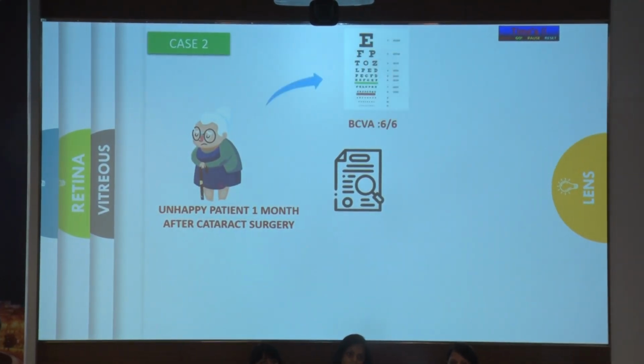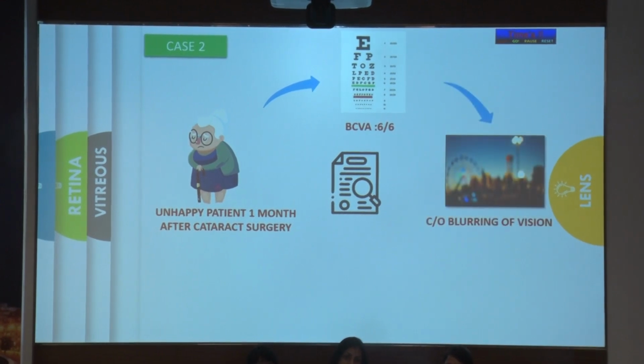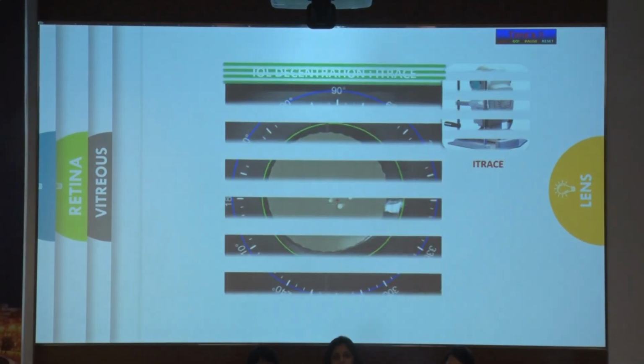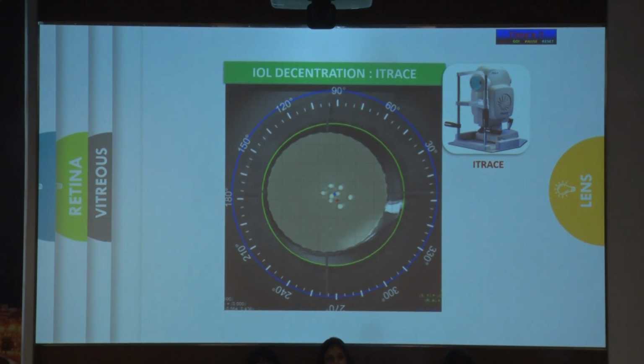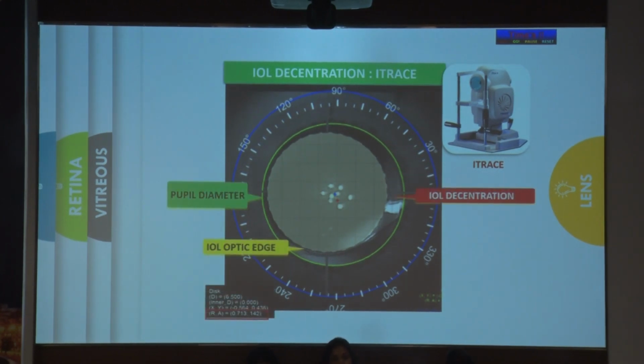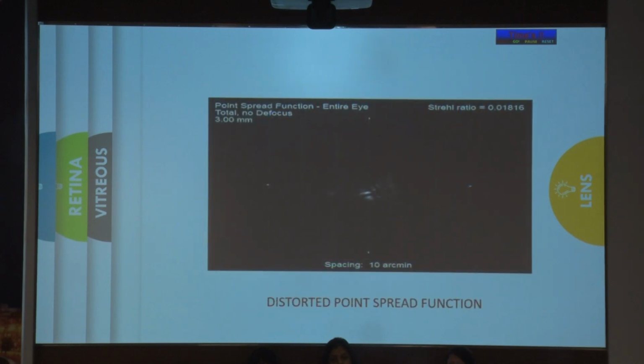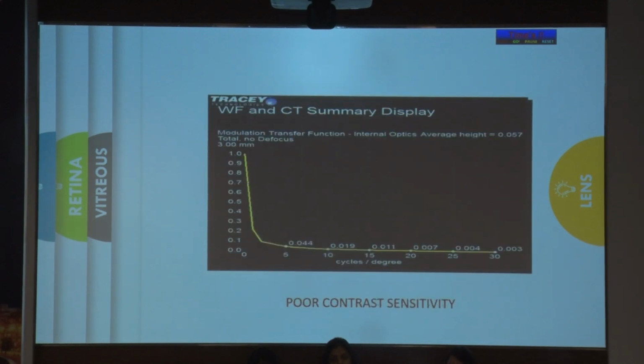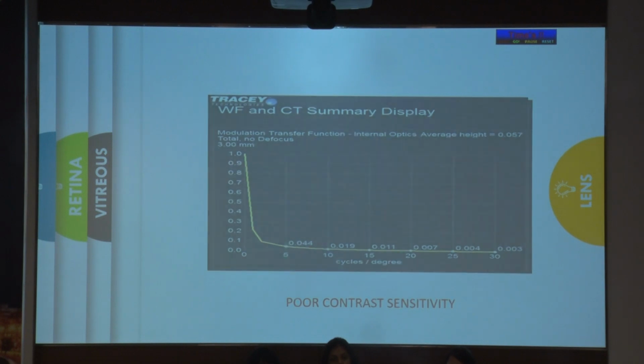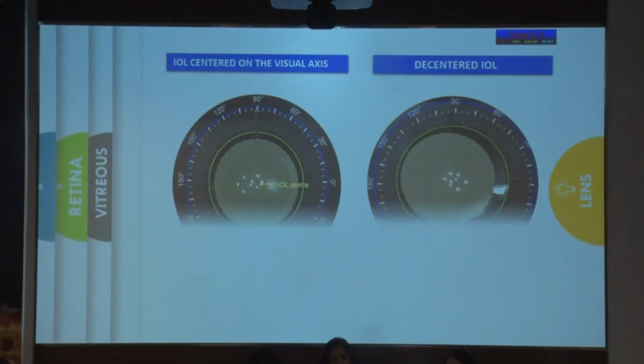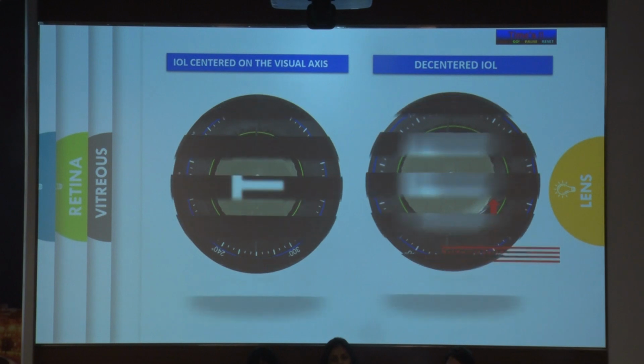So this was another patient who was unhappy 1 month after cataract surgery, showing blurring of vision but being 6/6. So she showed a significant IOL decentration on the eye trace. If you can see, the angle alpha was almost 0.7. So similarly, there was a distorted point spread function on the eye trace and a poor contrast sensitivity. So that could have been the reason why she was unhappy. So this is just a summary of the same.